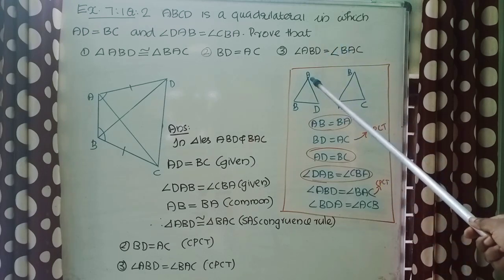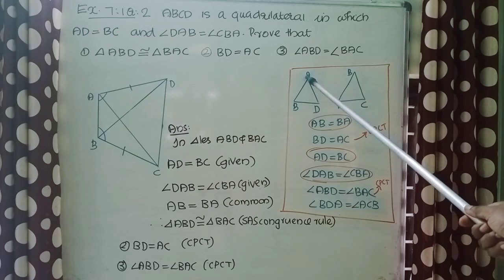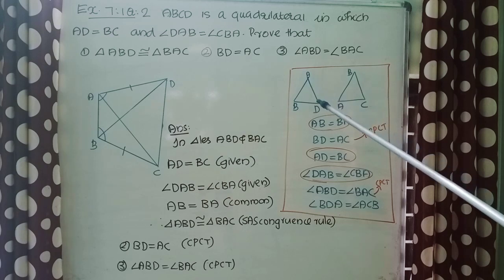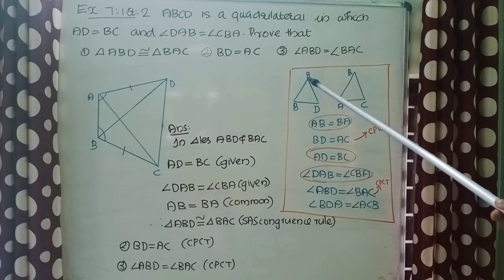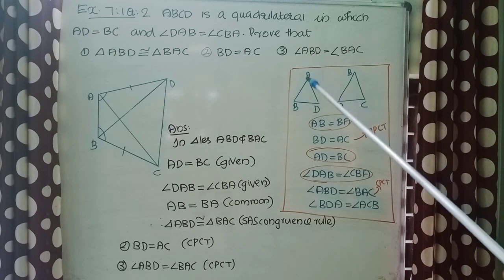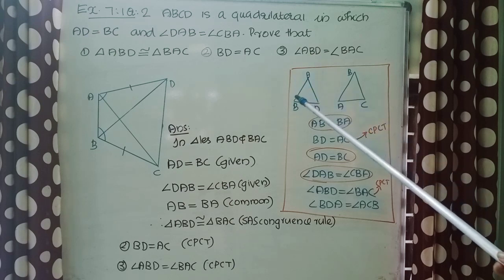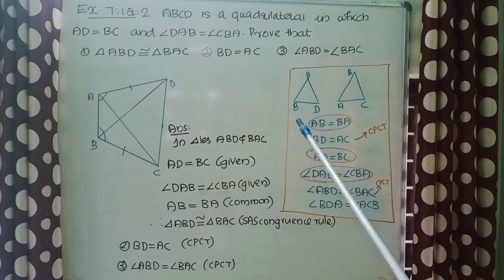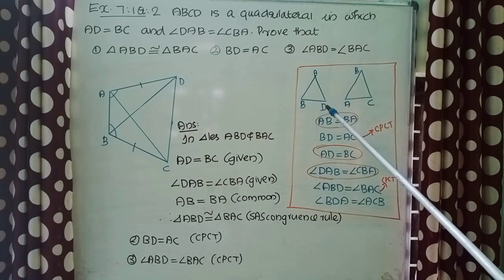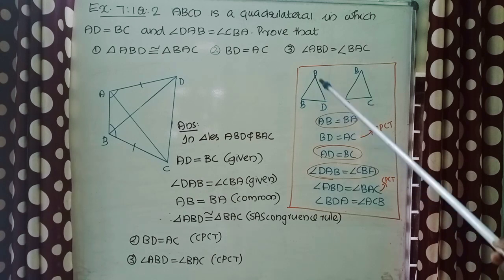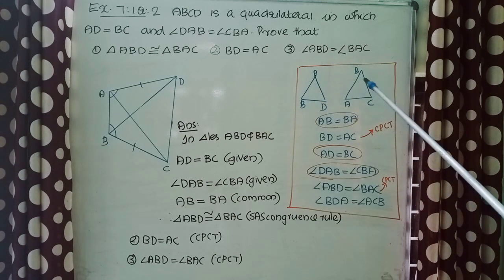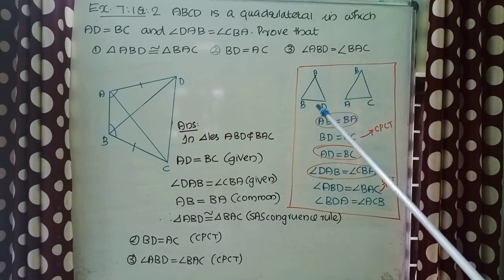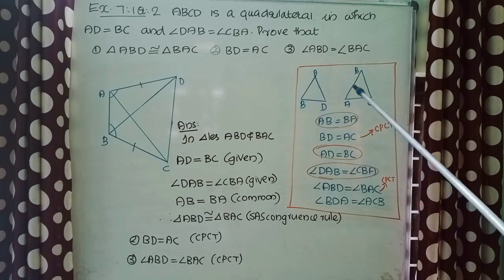First, corresponding angles are angle A equal to angle B. So, the full name of angle A is angle DAB. A should be in the middle. Or we can write angle BAD. So, any one we can write. So, angle DAB equal to angle CBA.